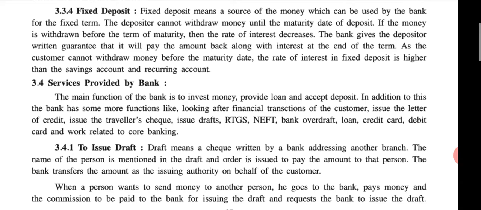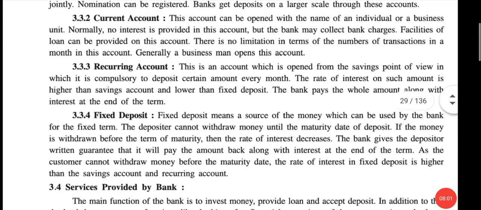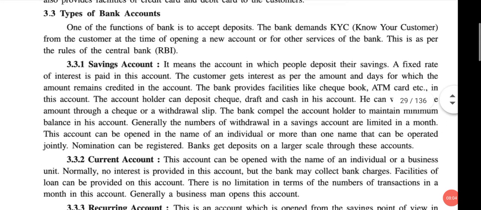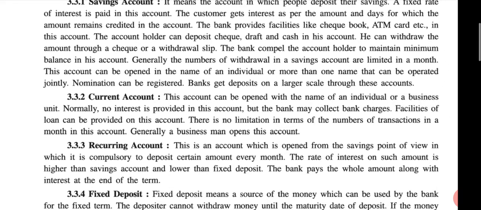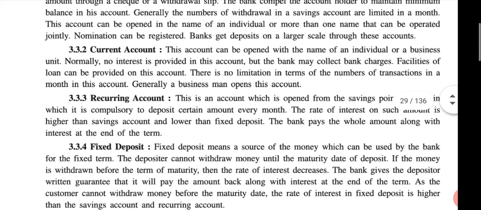So students, you have done the 4 types of account. I hope you all understand perfectly. Just read the types of account: saving, current, recurring, and fixed deposit. In saving account, interest rate is paid. In current account, no interest rate is provided. In recurring, interest paid is higher than the rate of saving, but lower than the fixed deposit. In fixed deposit, a higher interest rate is paid than saving and recurring.